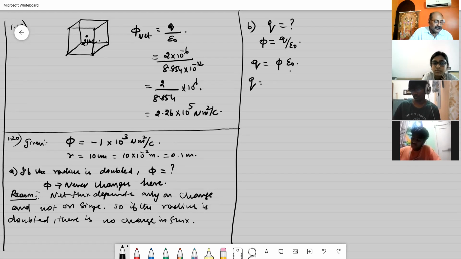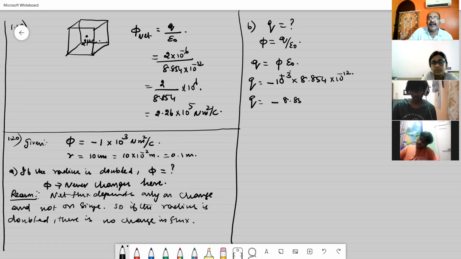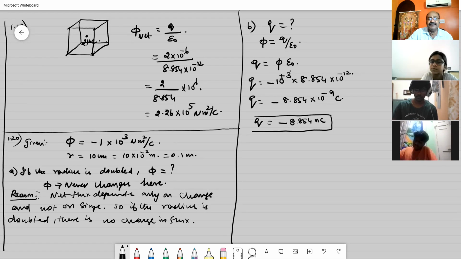What is the charge? Charge Q is equal to minus 1 into 10 to the power of plus 3 multiplied by 8.854 into 10 to the power of minus 12. So charge Q is equal to minus 8.854 into 10 to the power of minus 9 coulomb. If it is 10 to the power of minus 9 coulomb, the charge can be written as minus 8.854 nanocoulomb as its answer. Okay.